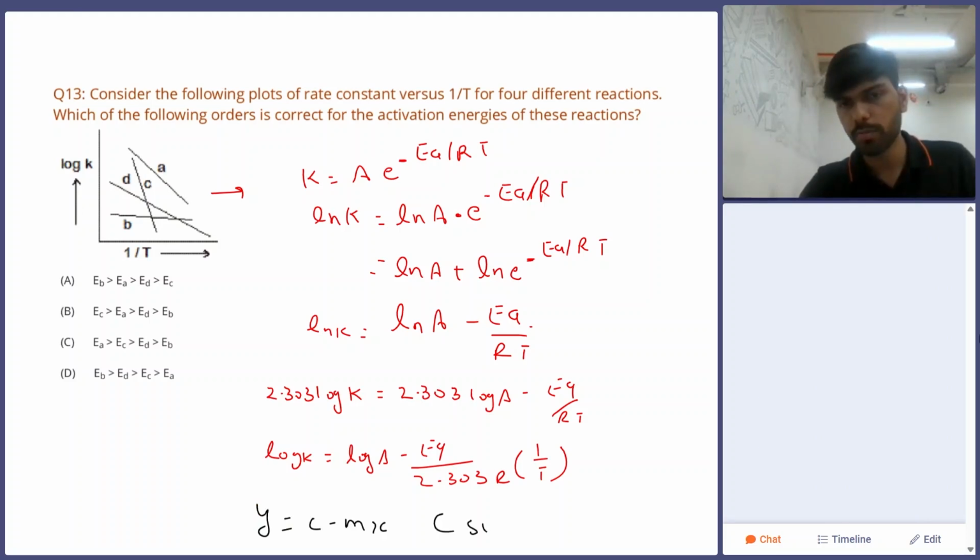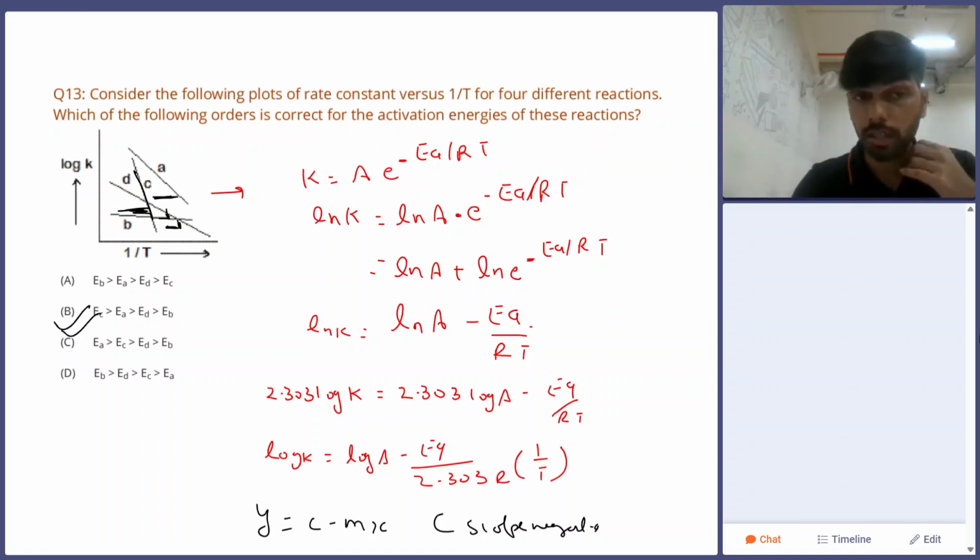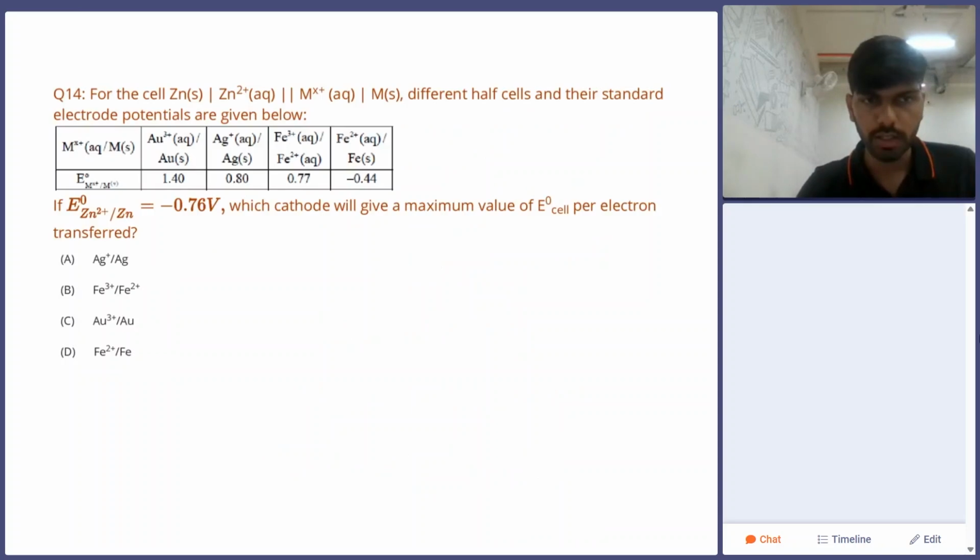Slope negative, and for that, the one that is greater. If you look at C, this value is greater for C, so EC is greater than EA. This value is very less for B, and then it is D. So the order is EC, EA, ED, EB. So option D is correct for this question.